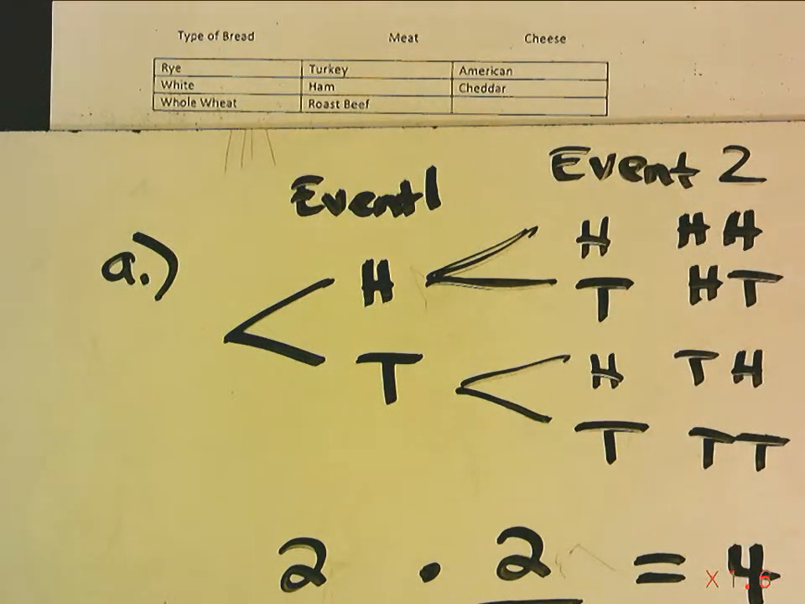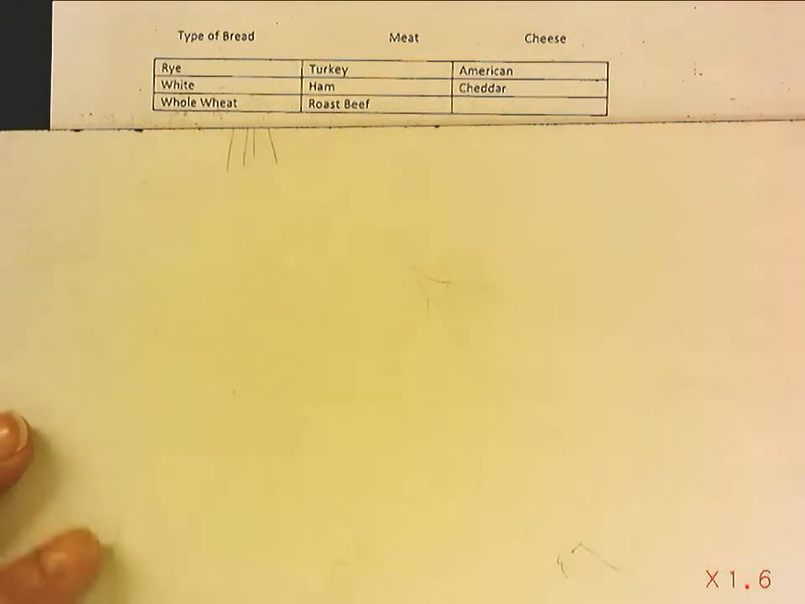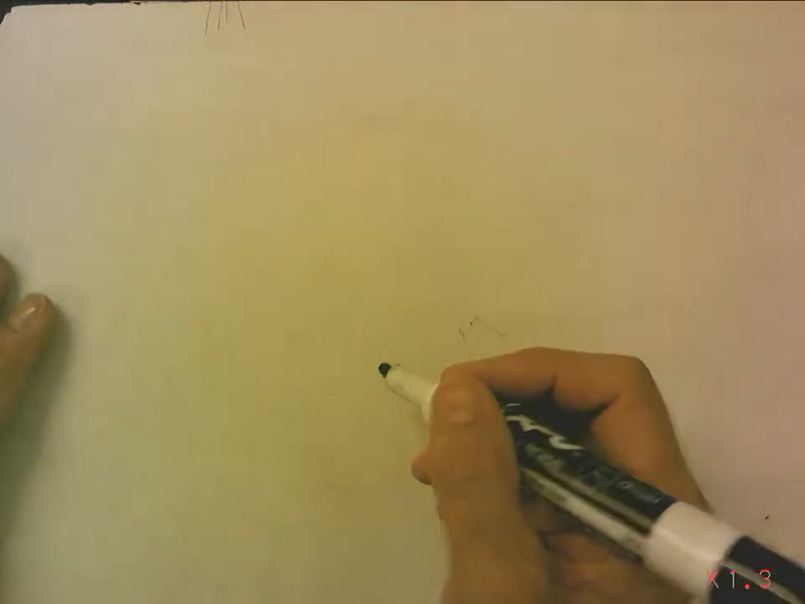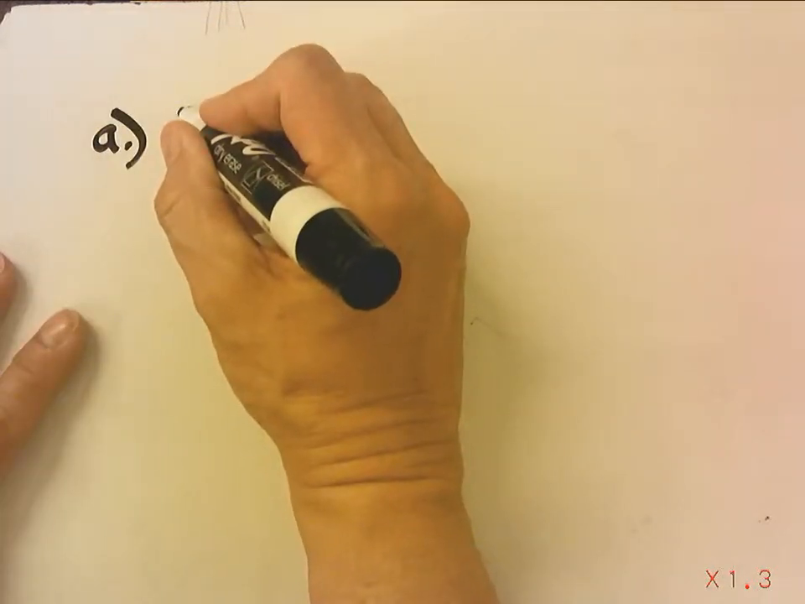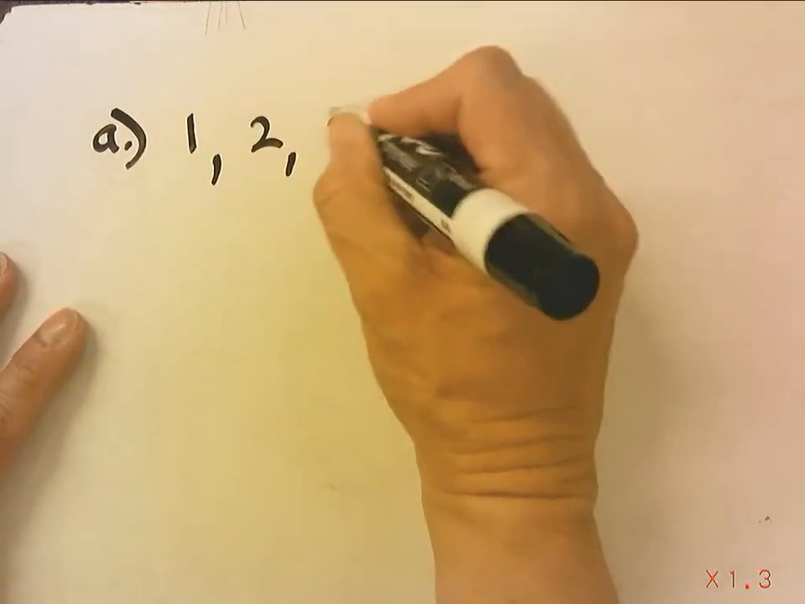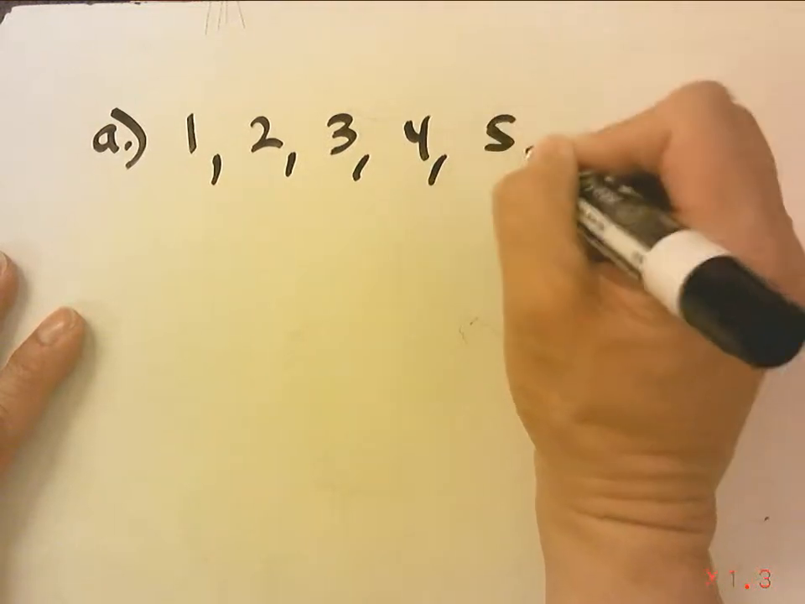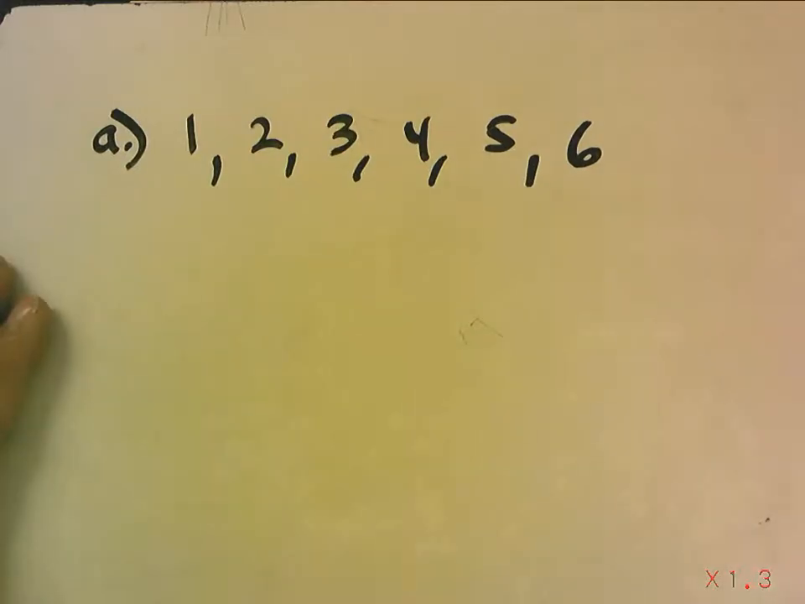Now, we're going to do the same thing for rolling a 6-sided number cube. Okay? So now, for my number cube, you see that I say list the possible outcomes. Well, your possible outcomes, if you roll 1, is a 1, 2, 3, 4, 5, or 6. That's pretty easy, we just list it.